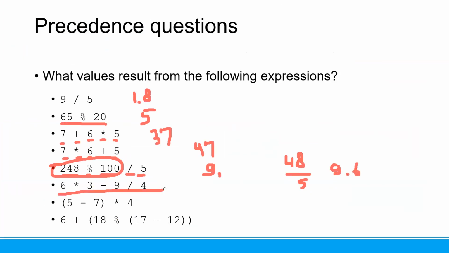What about this? 6 multiplied by 3 will be done first, and then 9 divided by 4 will be done next, and then we will combine the result. 18 minus 2.2. So this will be 15.8.